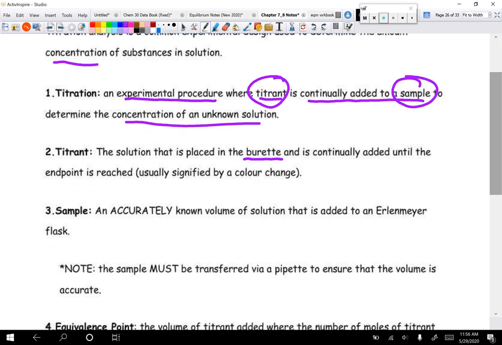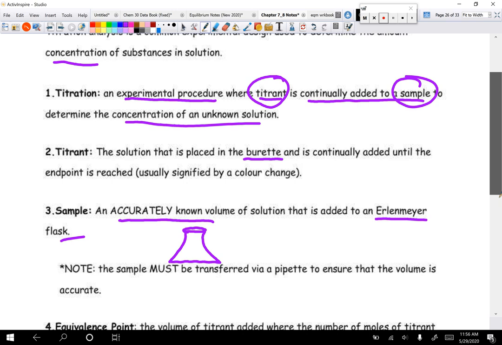Now the sample, normally it's the accurately known volume of solution added to an Erlenmeyer flask. So remember, the Erlenmeyer flask has a little opening and then they kind of widen as they come down. The typical chemistry flask, that's an Erlenmeyer flask. Now normally that is a known concentration. Sometimes a titrant can be unknown, sometimes the sample is unknown. You just kind of have to read the question and figure out which one is which. But either way, that's going to go into our stoichiometry as either our known or our wanted substance.